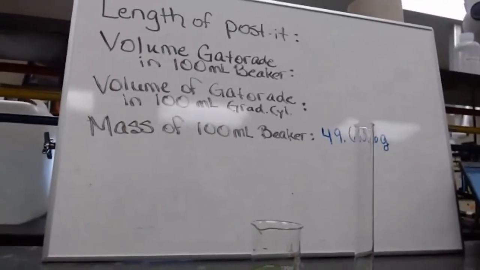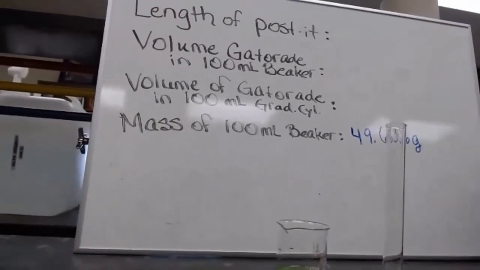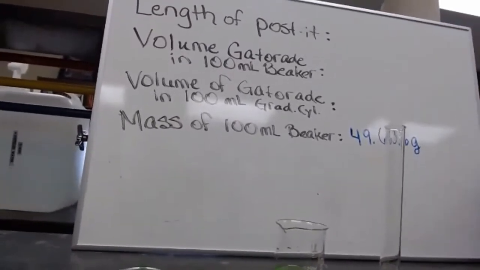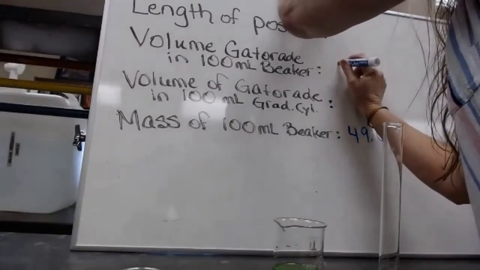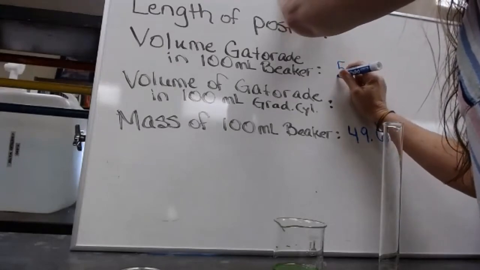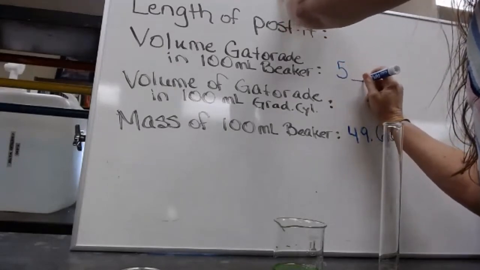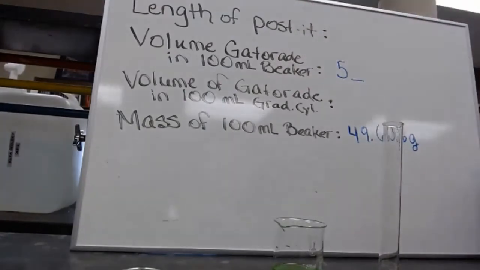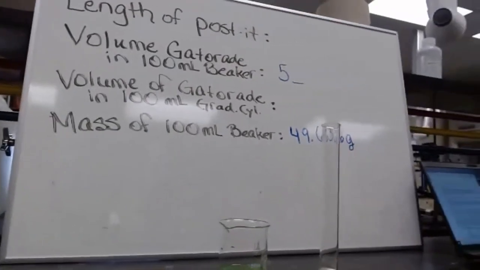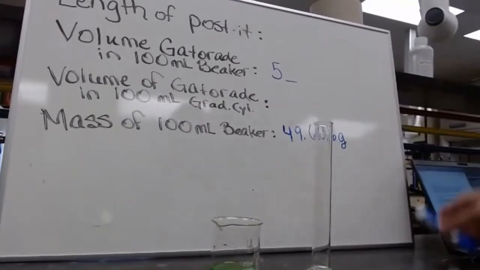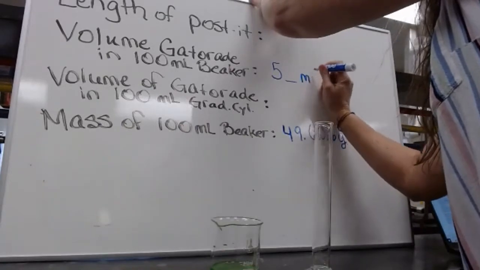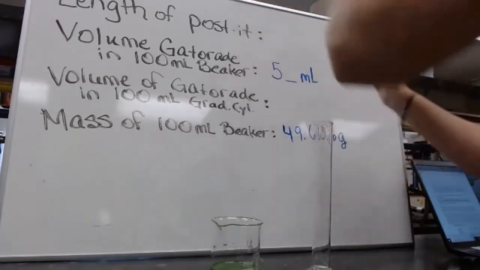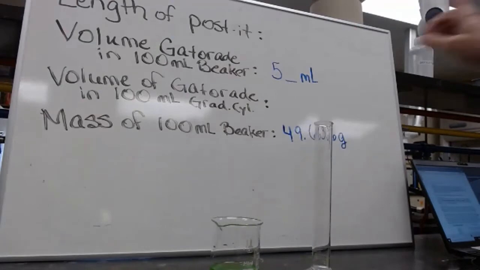So in my data table, I have volume of Gatorade in 100 milliliter beaker. And so I'm going to put that I know it's at least 50. But then whenever you record a measurement, the next digit that you record is going to be what you estimate. So the 50 is based on the lines that are on the device, which is known. And then I'm going to guess at how close it is between 50 and 60.